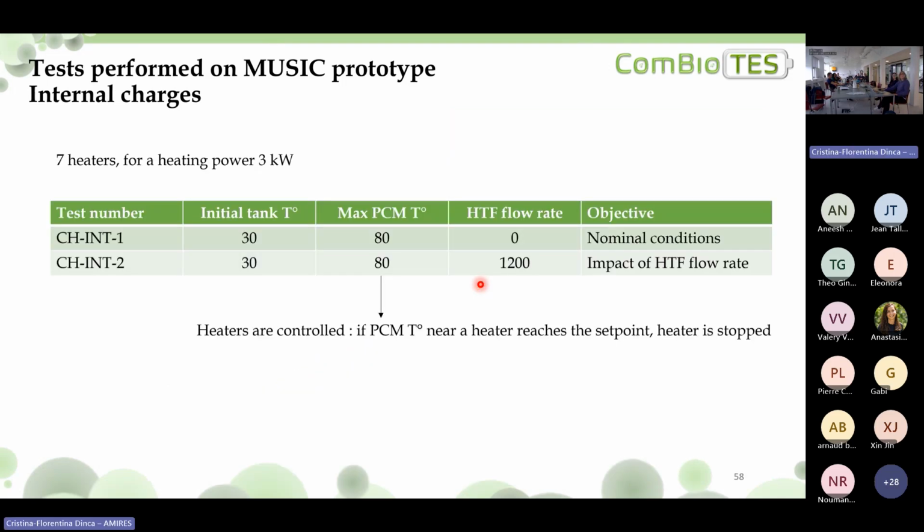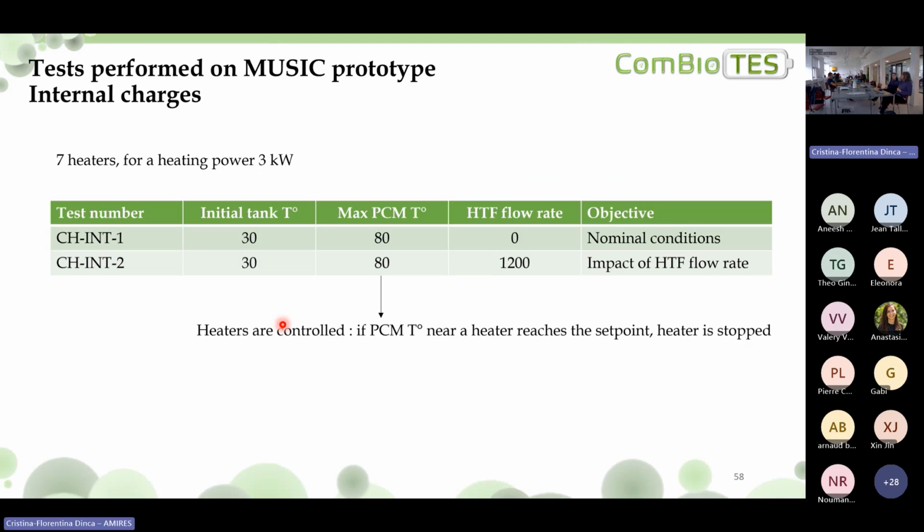Okay, so with the internal charge, there are 7 heaters inserted in tubes in the tank. The total heating power is 3 kilowatts for the 7 heaters, and the heaters are controlled. There are thermocouples in the PCM near the tubes in which the heaters are inserted, and if the temperature measured reaches a set point, the heater is stopped.